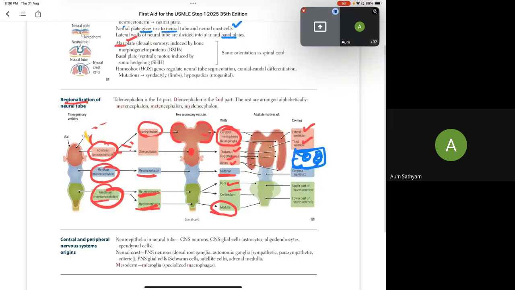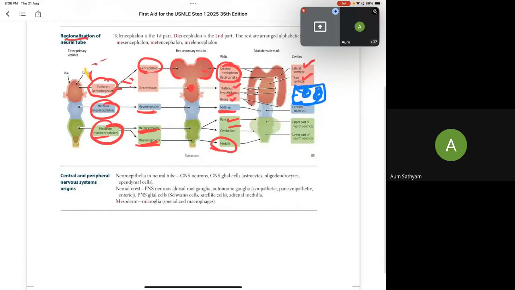So you can see these are the structures which are derived from the telencephalon and diencephalon. You guys can just see, memorize it, okay? And just try to make sense out of it. We already discussed each one in detail, right? So we have central and peripheral nervous system origin, right? We already discussed that in our general lectures.